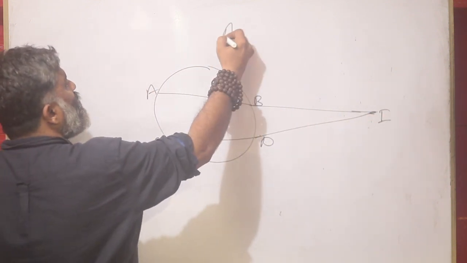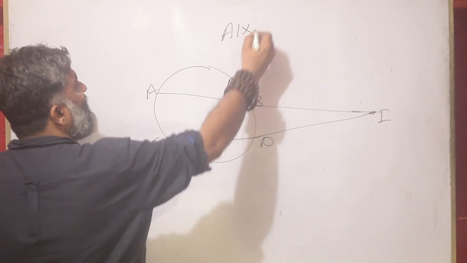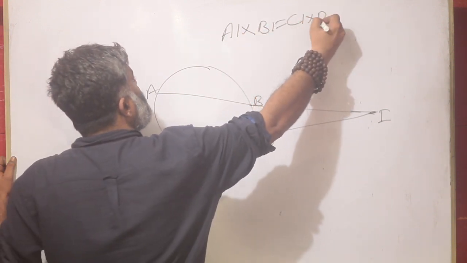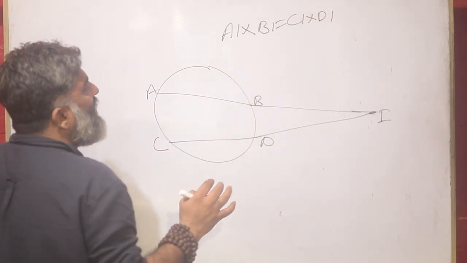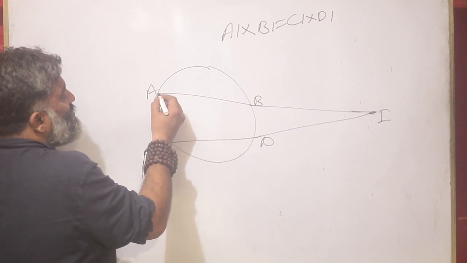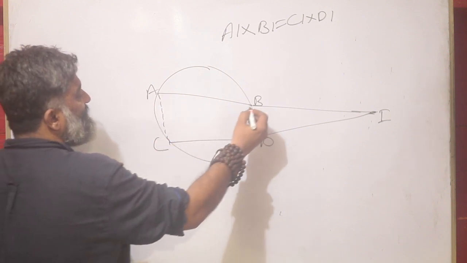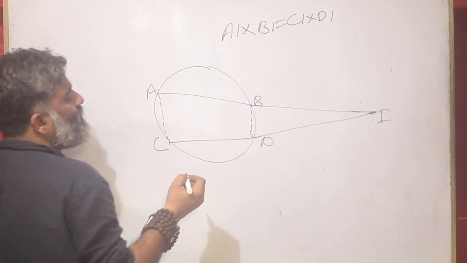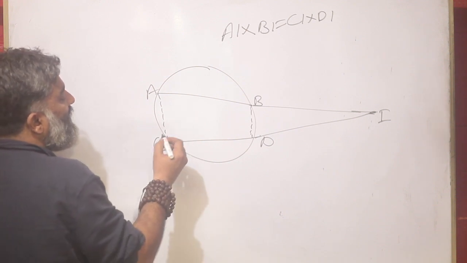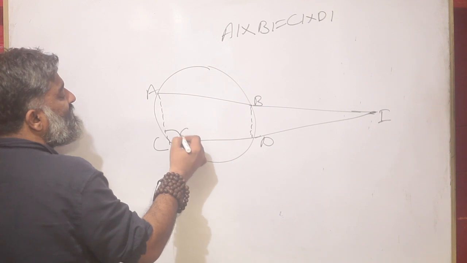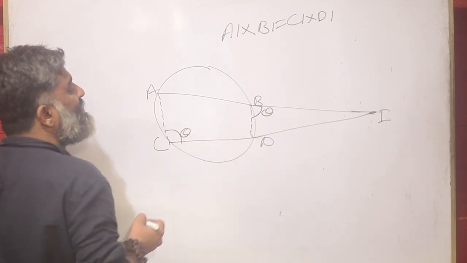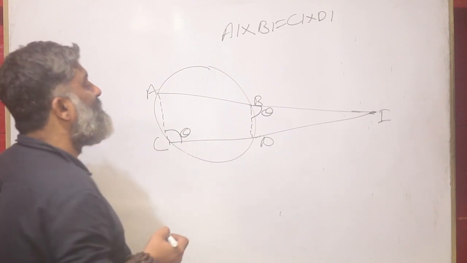And once again, I want to understand the result. AI into BI is equal to CI into DI. Why is this true? And while we do so, a couple of things will get revised, right? So what I'll do is I will connect AC and I'll connect BD. And then say if this angle is theta, I can say this angle is also going to be theta. And once again, the question would be why.